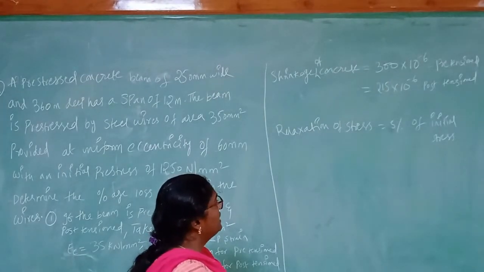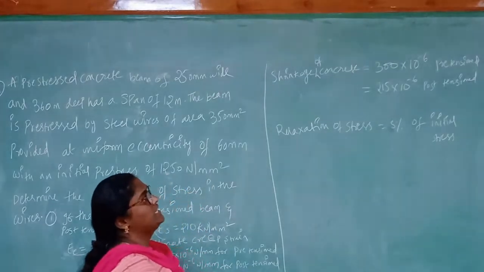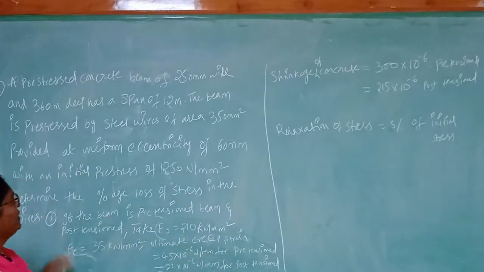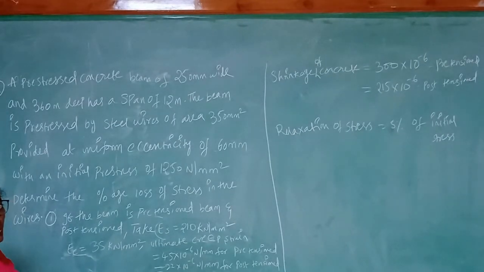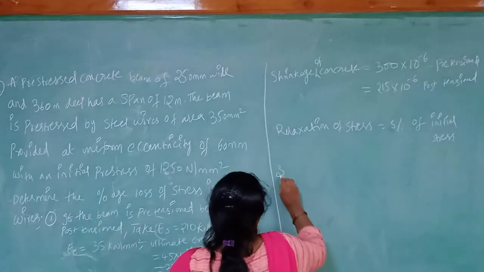Next, the relaxation of stress is given as 5% of initial stress. Here he is asking the percentage of loss of stress in the wires. We need to calculate in the pre-tension as well as the post-tension. The anchorage slip also comes into the picture here. First we will calculate for this one.